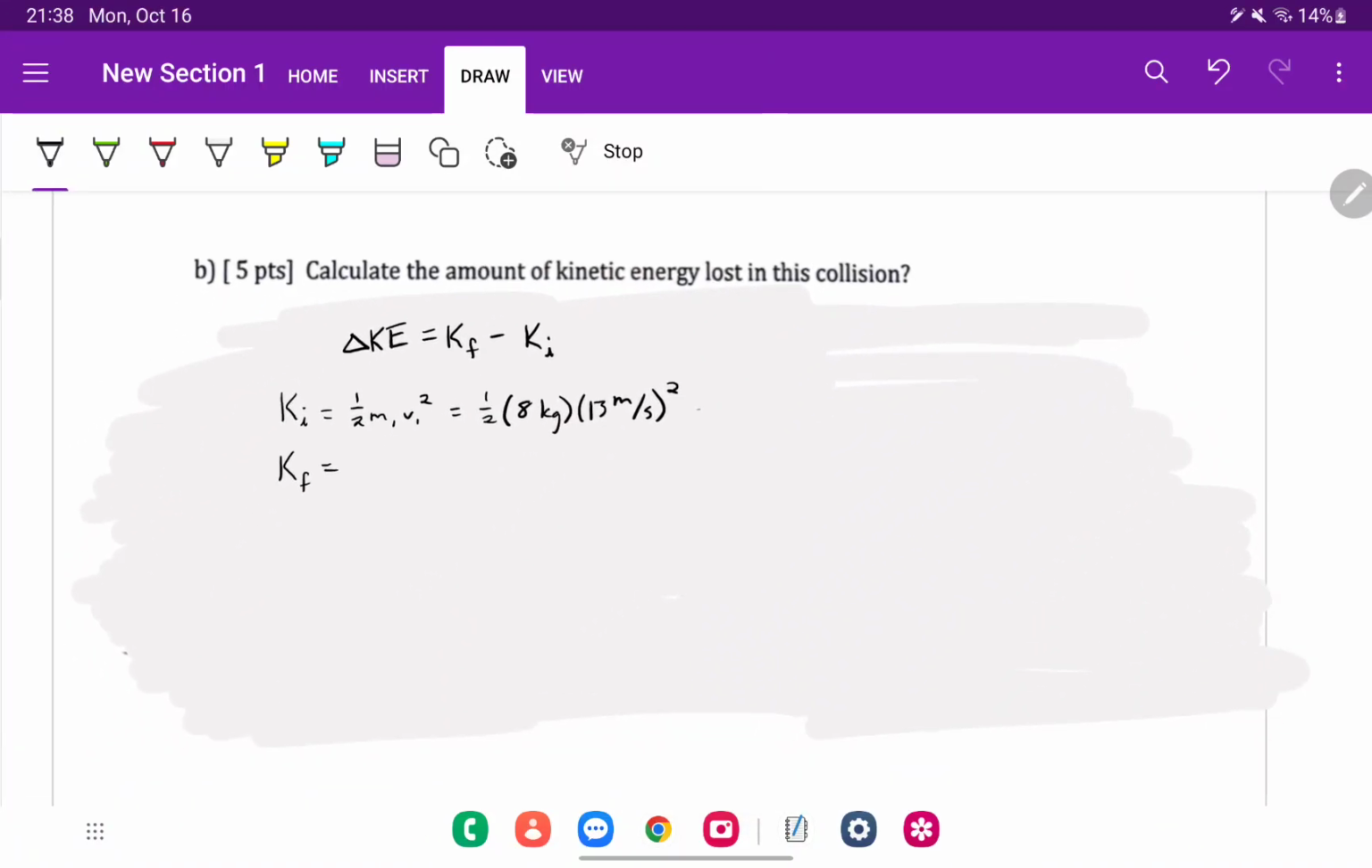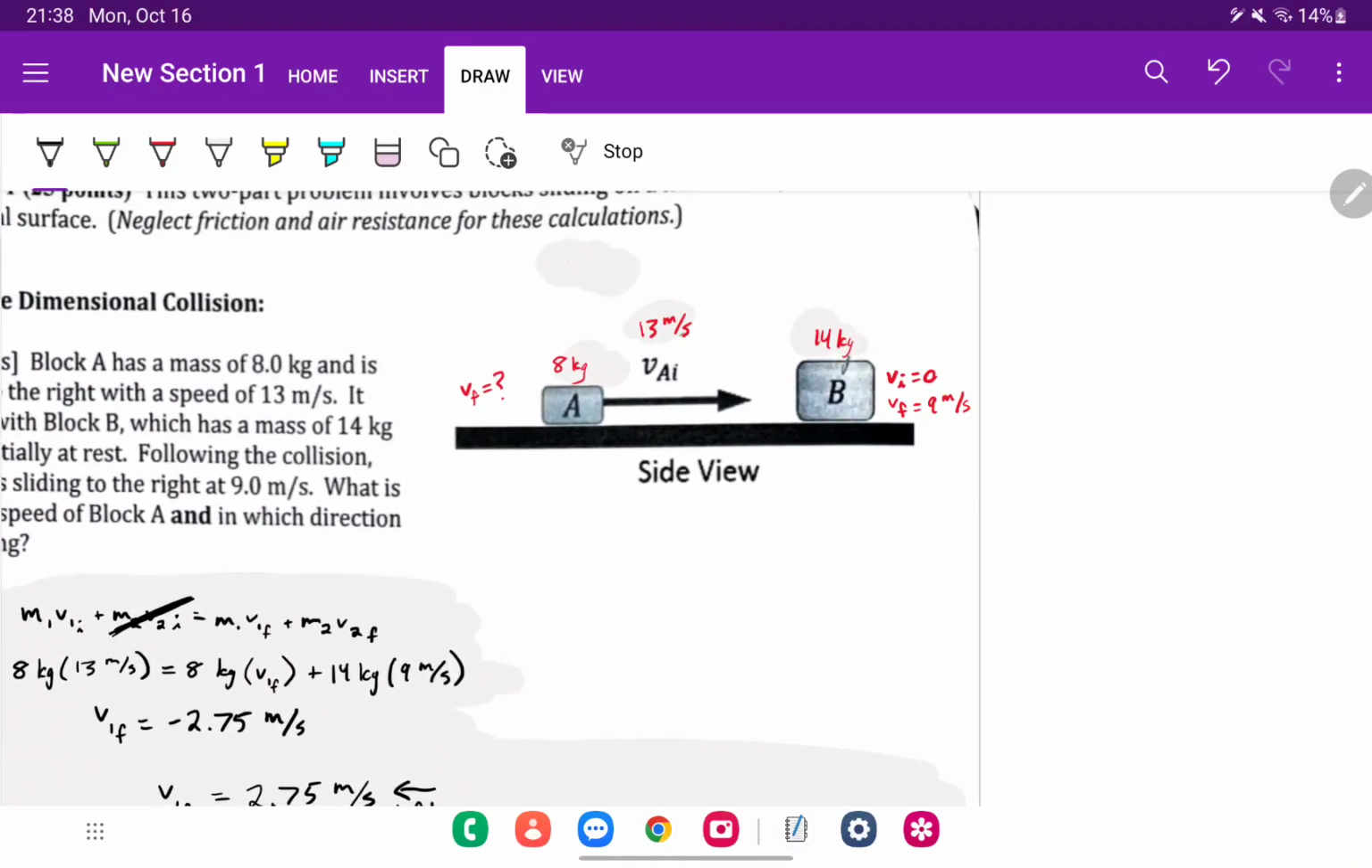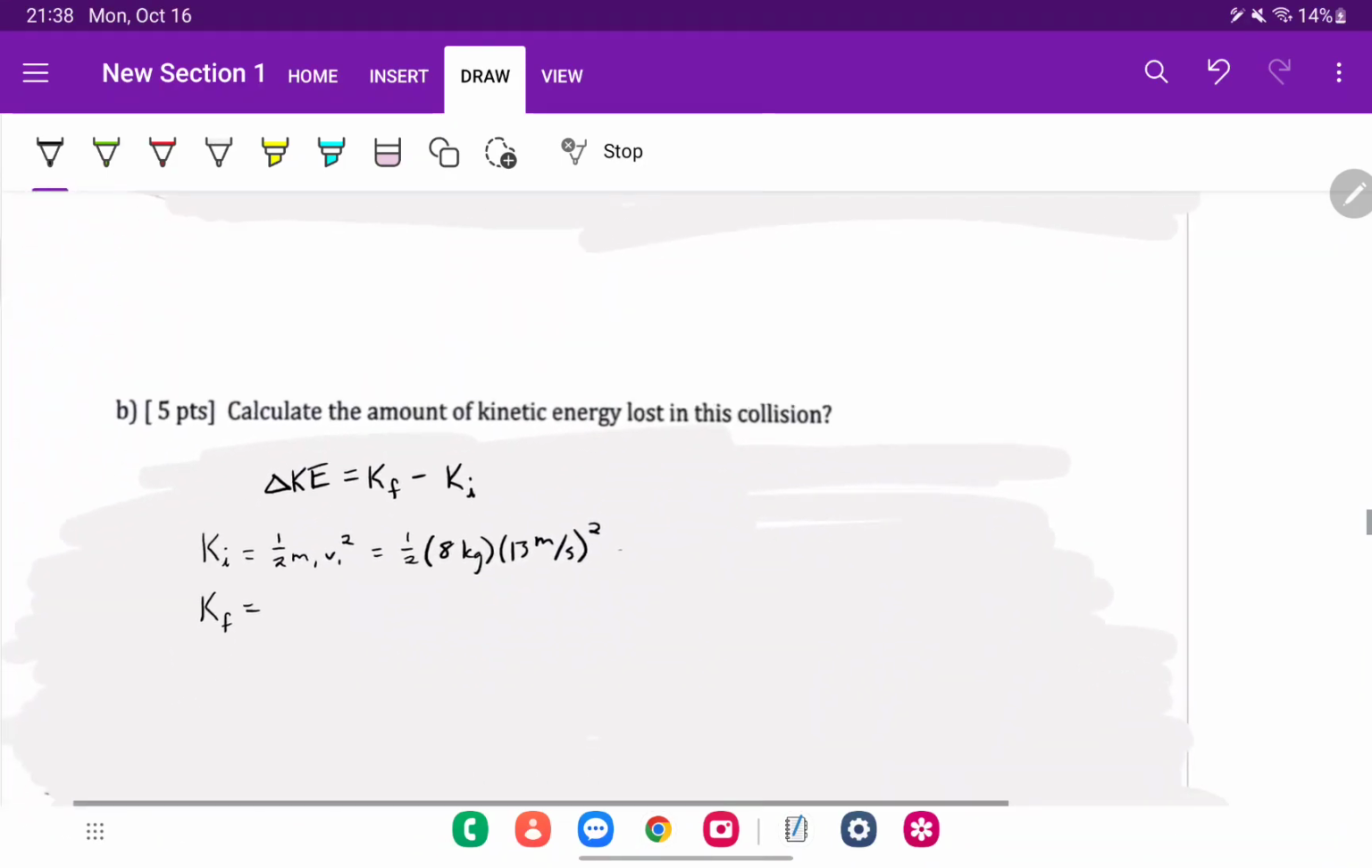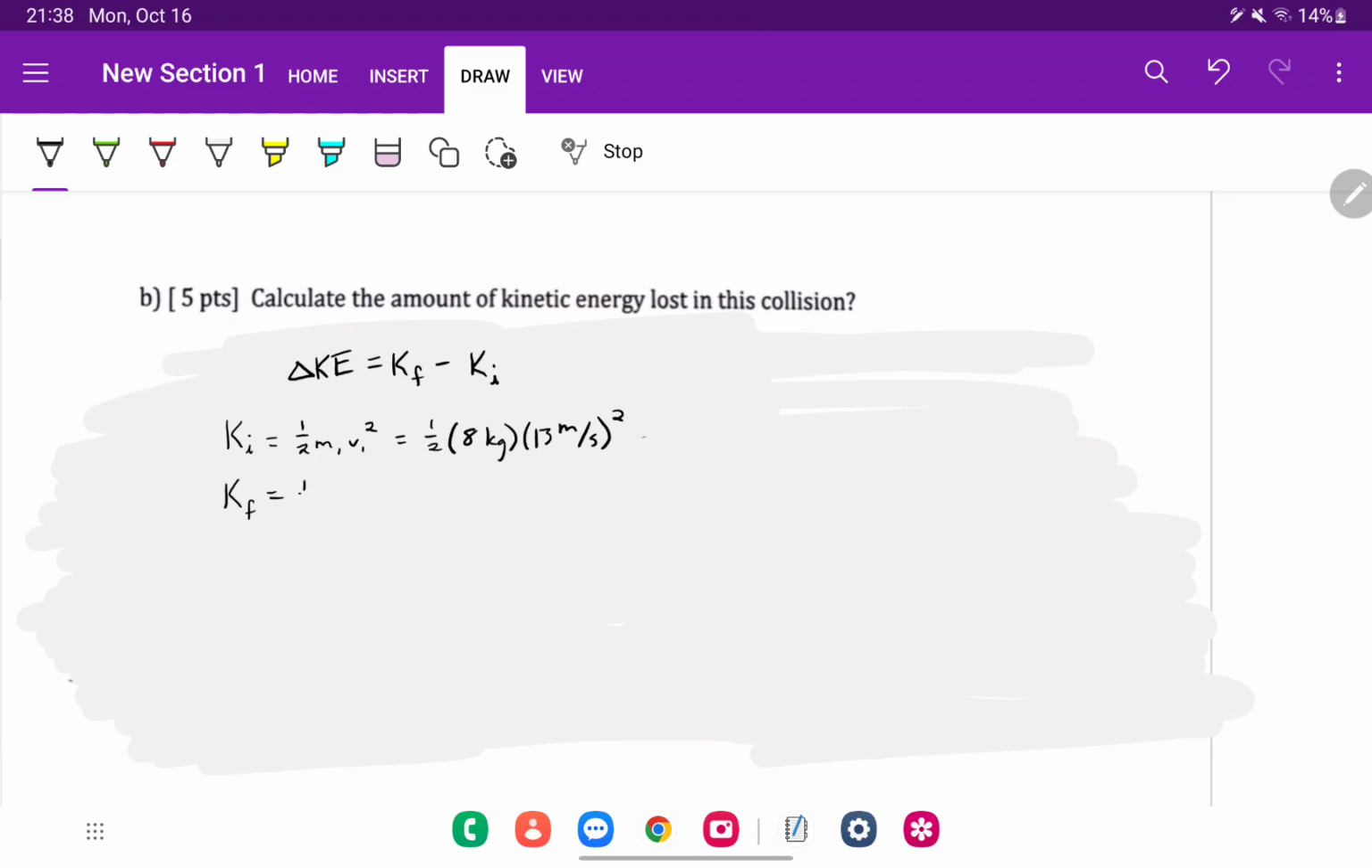But now with our final kinetic energy, when both have collided, they're both moving now. So our final kinetic energy is going to have two terms. We're going to have 1/2 m1 v1 squared plus 1/2 m2 v2 squared. And we're adding them because both of these blocks are moving, and so their combined kinetic energy will give us our total final, which is what we're looking for.